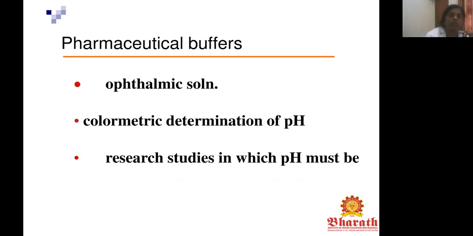So, pharmaceutical buffers. Pharmaceutical buffers are used in ophthalmic solutions, in colorimetric determination of pH, and in research studies in which the pH must be altered.